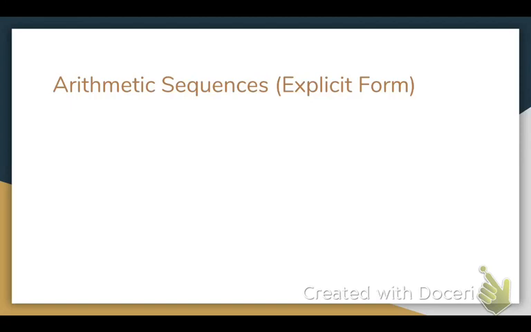So the first thing I want to look at is an arithmetic sequence when it's written in explicit form. Remember that there are two forms of how we're going to write arithmetic sequences. The first form looks like this. F of n equals, and you can use one or the other of these two functions. So the first one is f of n equals f of 0 plus dn.